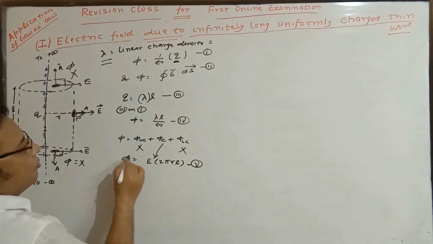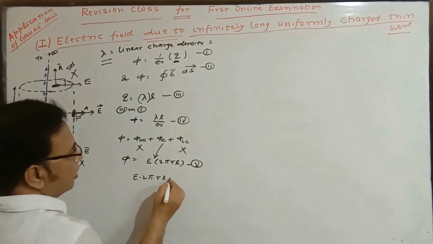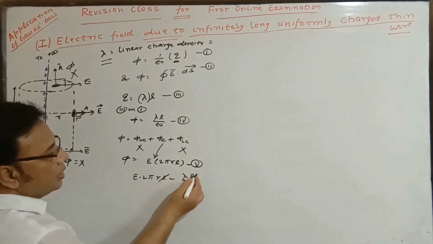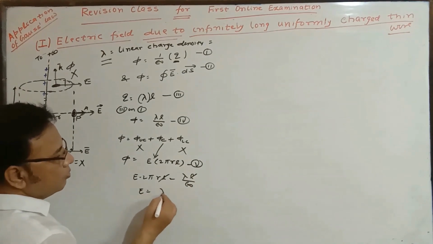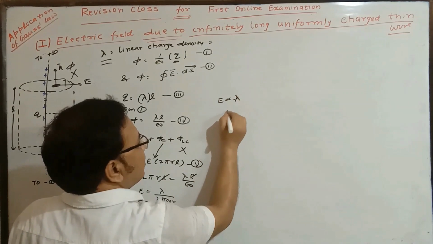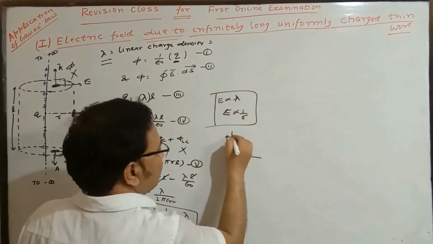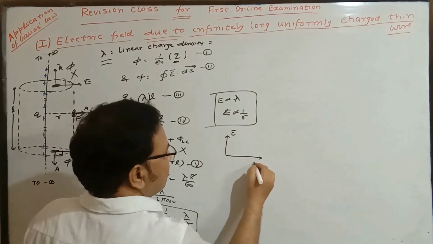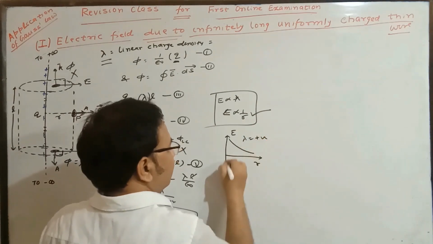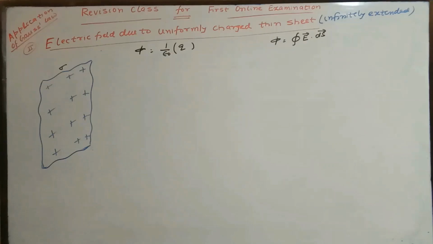Equate this value of phi from 4 and 5. We have E into 2 pi r L equal to lambda L by epsilon naught. From here L cancels out, so E is equal to lambda by 2 pi epsilon naught r. Here E is proportional to lambda and E is proportional to 1 by r. Now draw the electric field versus distance r graph. The graph is somewhat like this in this half, and for lambda negative it is in this half. So this is for lambda equal to minus.